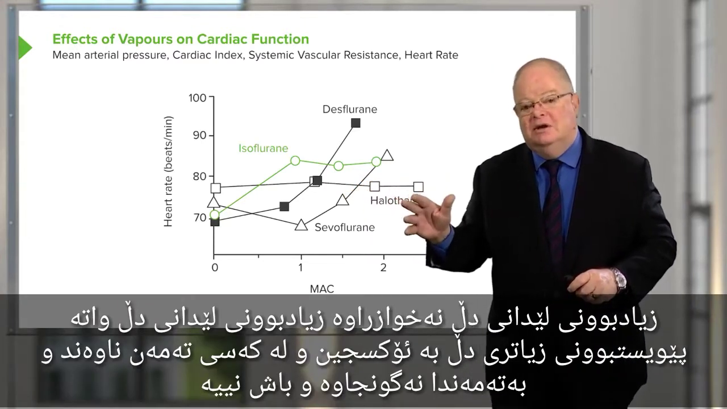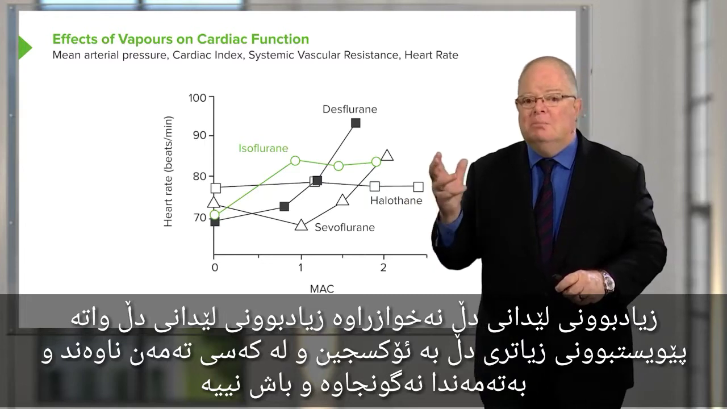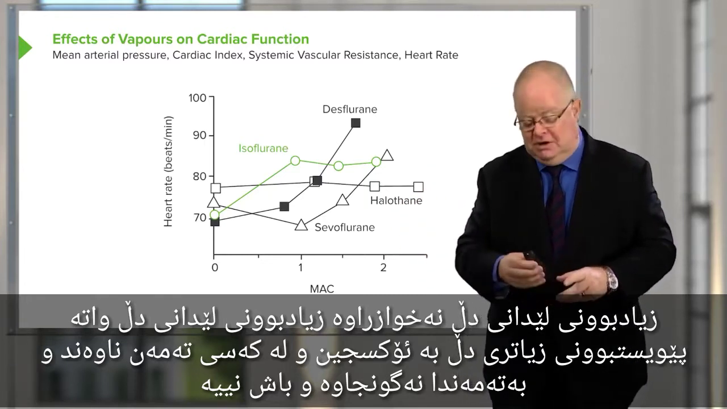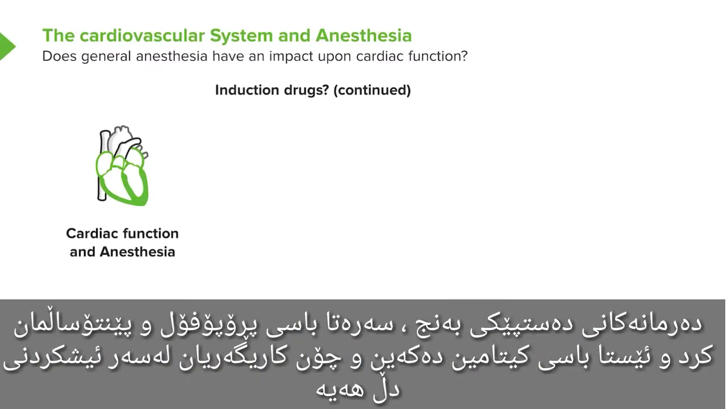Heart rate's critical in these patients because increases in heart rate increase oxygen demand by the heart. And so we don't like to see tachycardia, particularly in middle-aged people or older people. So how about the induction drugs? We already mentioned propofol and pentothal. We're now going to talk about ketamine and how it affects cardiac function.